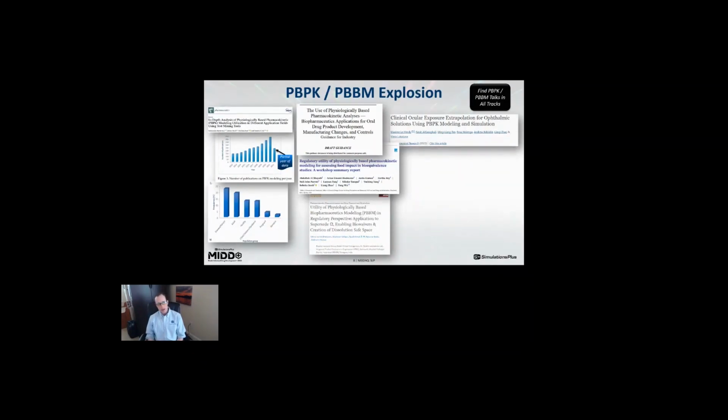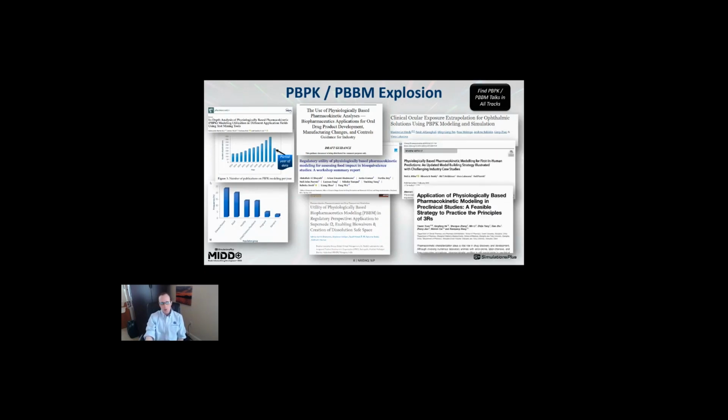In addition, we're seeing within PBPK a lot of non-oral dosing routes being focused on. I know us at Simulations Plus, but a lot of others as well. Ocular, dermal, intramuscular, long-acting injectables. We've got so much going on outside of the traditional oral PBPK modeling. That field's exploding.